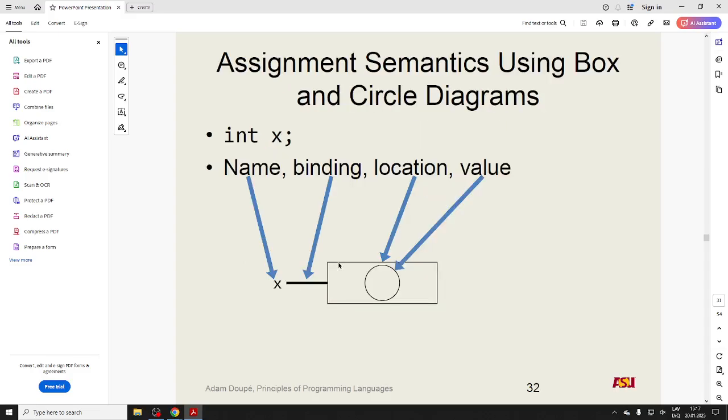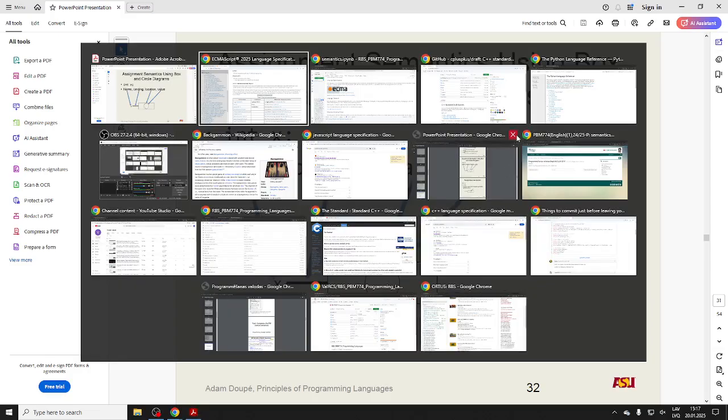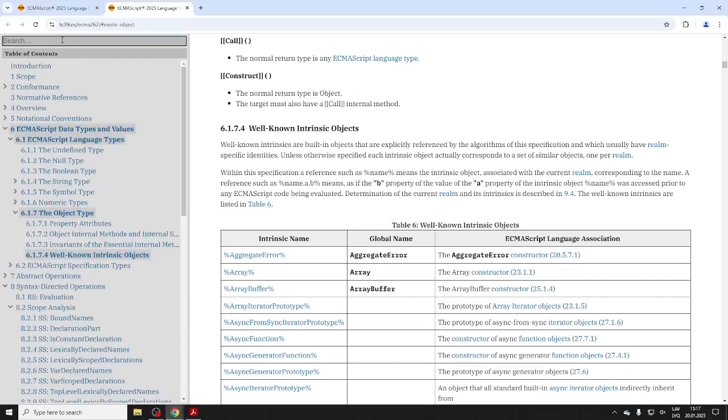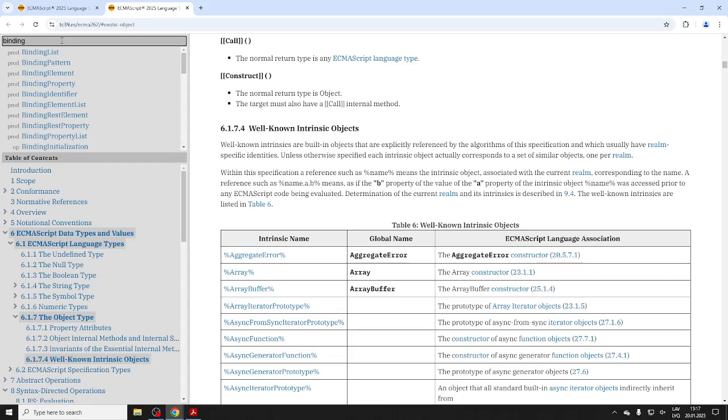Assignment semantics. You could write diagrams: binding, location, value. You can use a box and circle diagram if you want. I don't know, does ECMAScript? Let's see how ECMAScript does binding. Let's search for this, binding pattern.